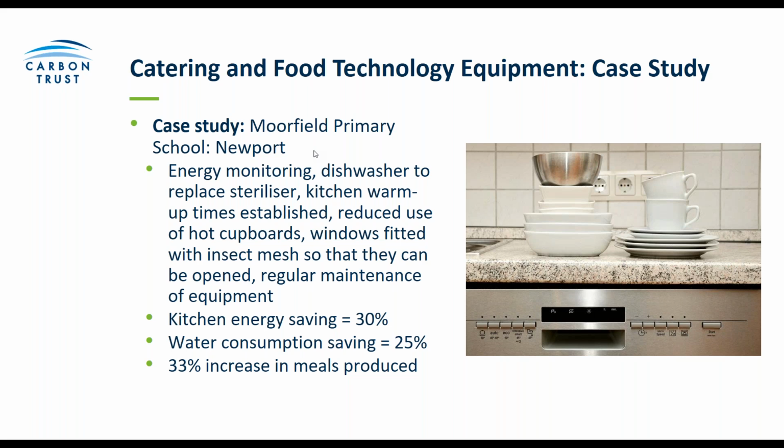They also achieved a reduction in water consumption there of 25% as well, at the same time as actually increasing the amount of meals that they produce by 33%. So quite a good example there of taking a fairly holistic approach at looking at all of the systems involved in the kitchen, and then looking at what the combined savings of a range of measures that could be achieved were.